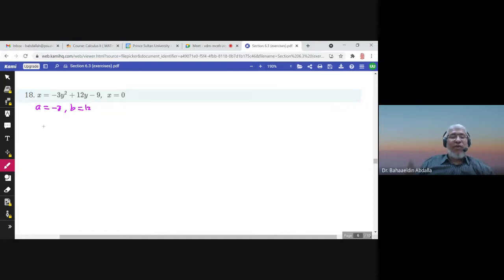b here is 12. We start here by finding k and not h, because k is connected to y. So what is k? k will have the same definition as h, but here k will be found first because k is connected to y. So negative 12 over 2 times negative 3, negative 6. So k is 2. What is h? Now I put 2 here. So negative 3 times 2 squared, which is 4, plus 12 times 2 minus 9. So this is negative 12 plus 24 minus 9. The answer is 3. So the vertex is 3 and 2.